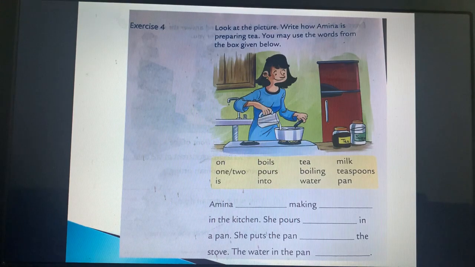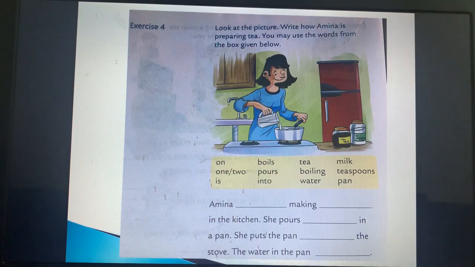She pours. Pours means डालती है. वो क्या डालती है? पहले जब हम चाय बनाते हैं तो क्या डालते हैं? She pours water in the pan. पैन में पानी डालती है. She puts the pan dash the stove. Stove के कहाँ पे रखेगी वो पैन को?